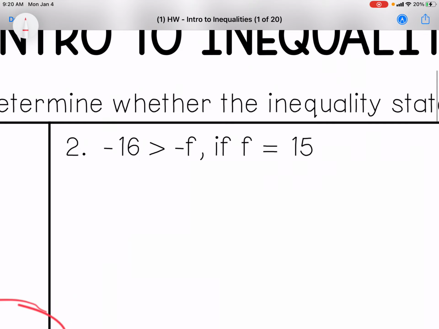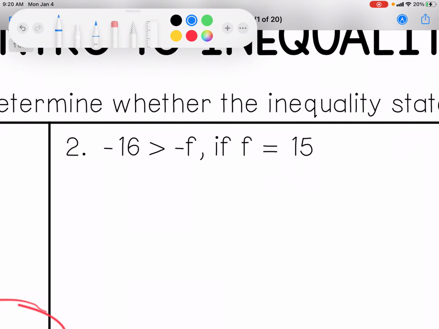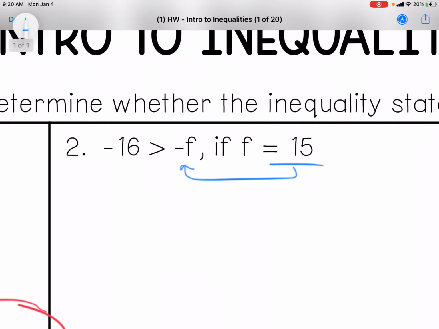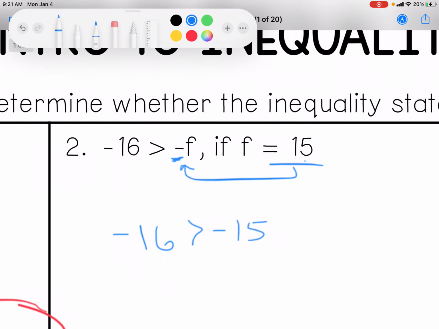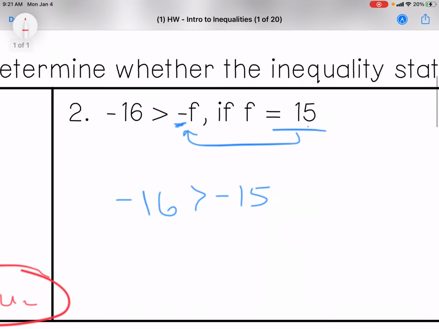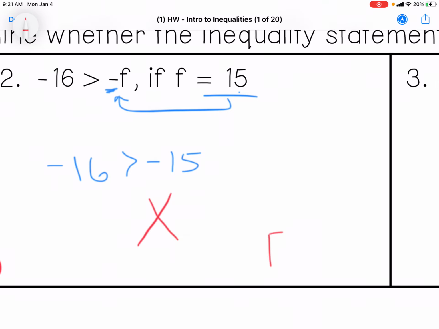All right, we're going to do the same thing here. We're going to plug that into that. So that is negative 16. Is that greater than negative 15? How did I get negative 15? Because I plugged 15 where F is, and that negative sign was already there, so it stays there. Is negative 16 greater than negative 15? No. It is further away from 0. So it is a false statement.